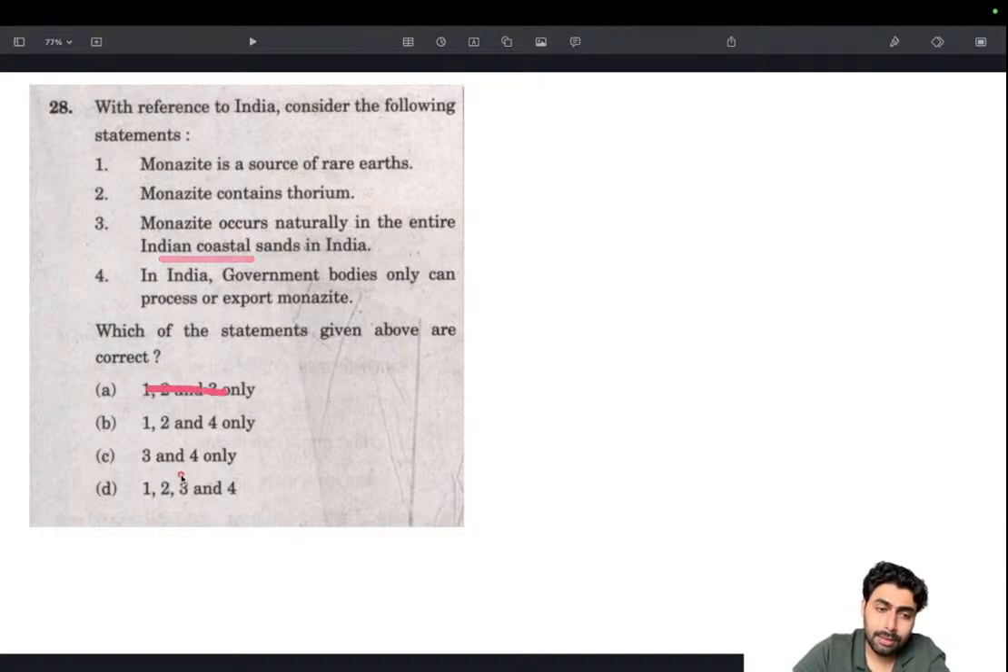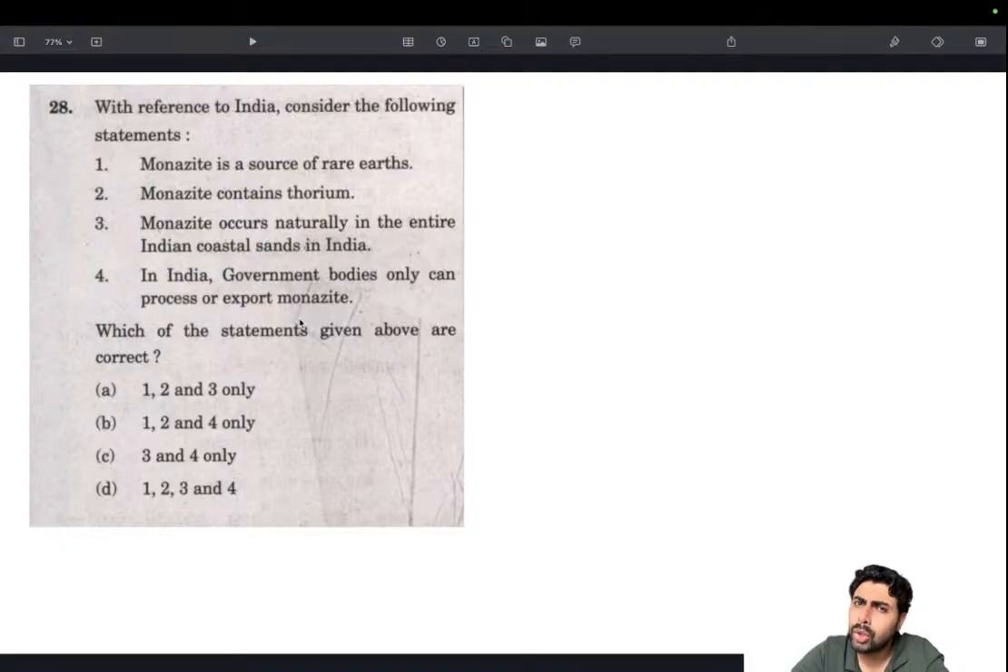So this is a very unlikely scenario. We can eliminate 3 and easily arrive at the answer. That's how the question has been framed. But this is a fact also: only government bodies can process or export monazite. Some people think that this is an extreme statement and eliminate 4. But in reality, that is true, because monazite falls under the Ministry of Atomic Energy, and atomic energy is a critical sector where the government has the upper hand and there is very little private participation.